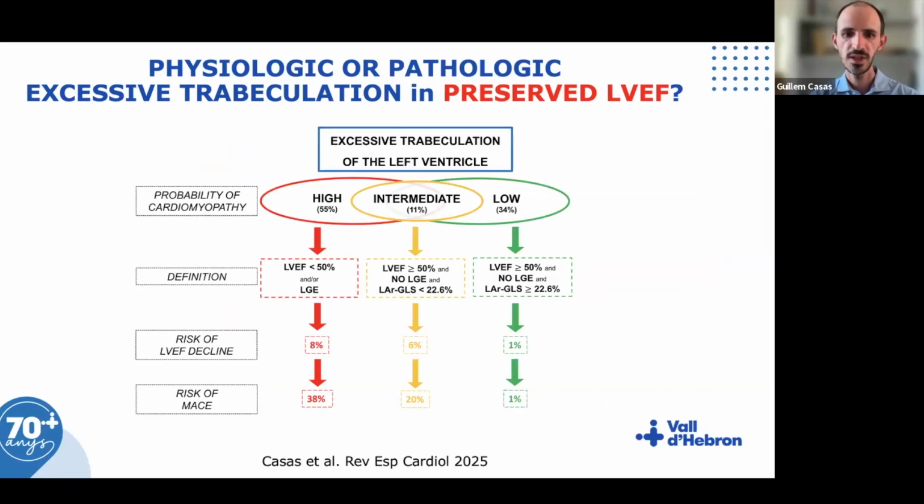classification where patients with either reduced ejection fraction or late gadolinium enhancement are those that have a high probability of associated cardiomyopathy and are at high risk of adverse events. Patients on your right side with preserved ejection fraction, no LGE, and with normal left atrial strain have a very low risk of associated cardiomyopathy and a low risk of events. And there's an intermediate category that we called subclinical cardiomyopathy, which have preserved ejection fraction at baseline and no LGE, but with an abnormal left atrial strain. As you can see, there's an intermediate risk of adverse events.